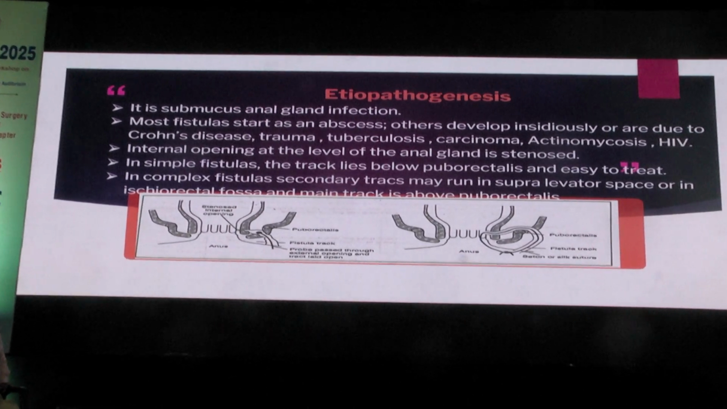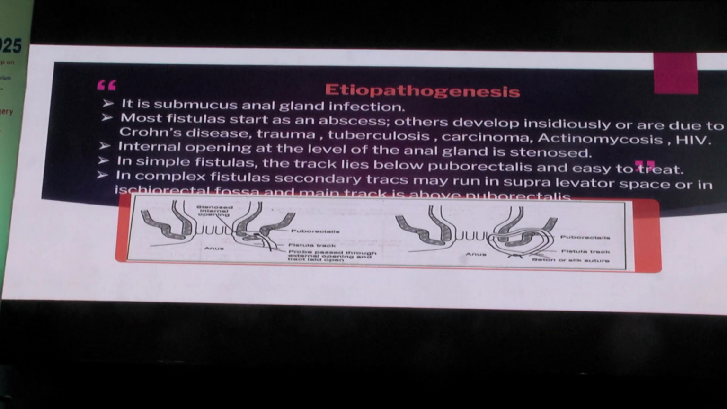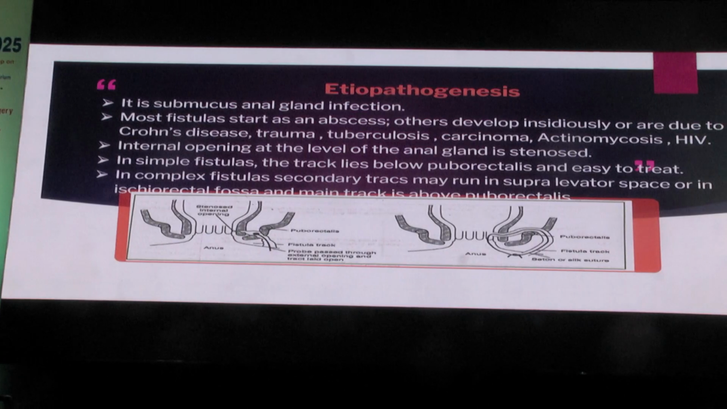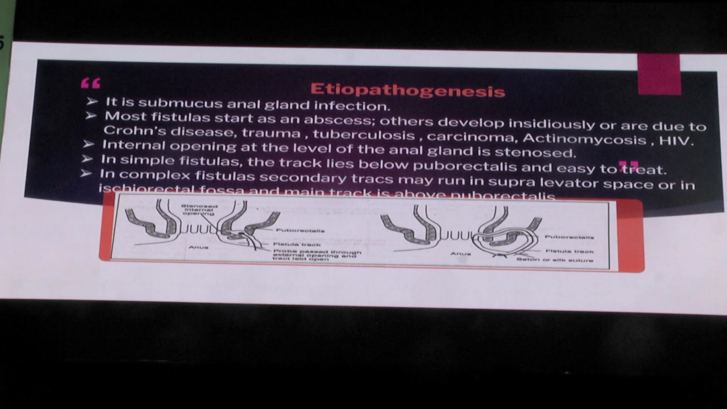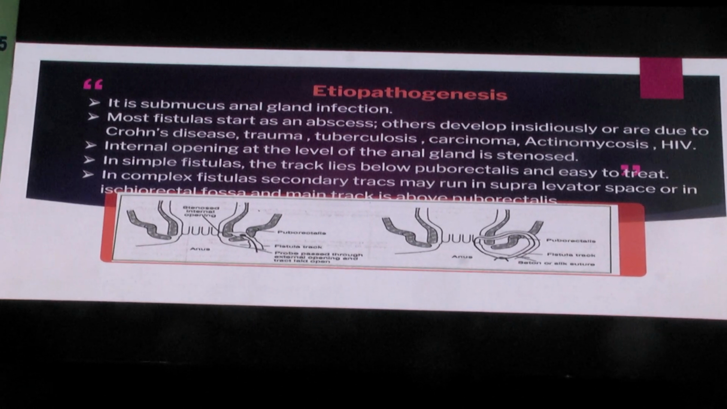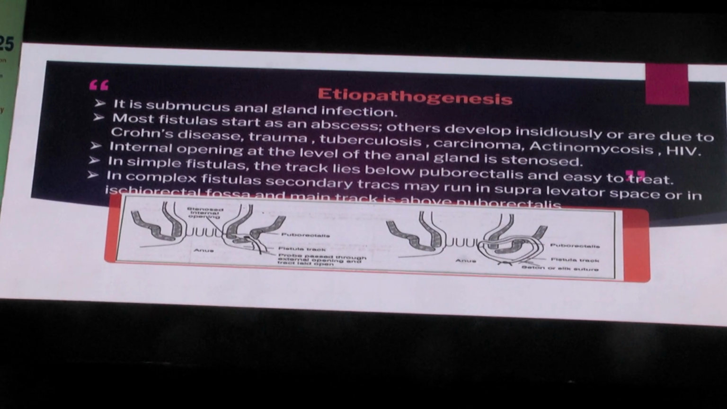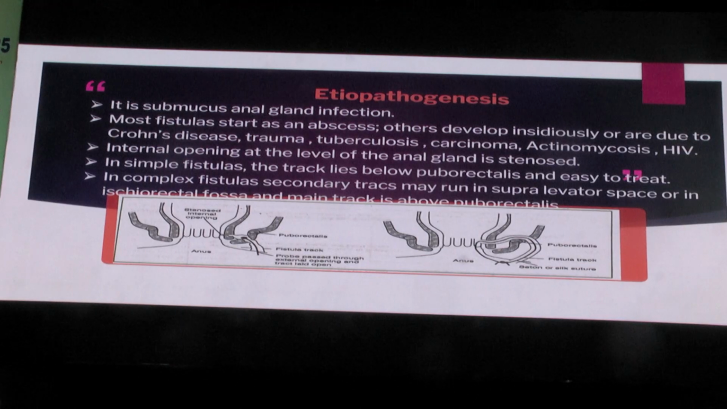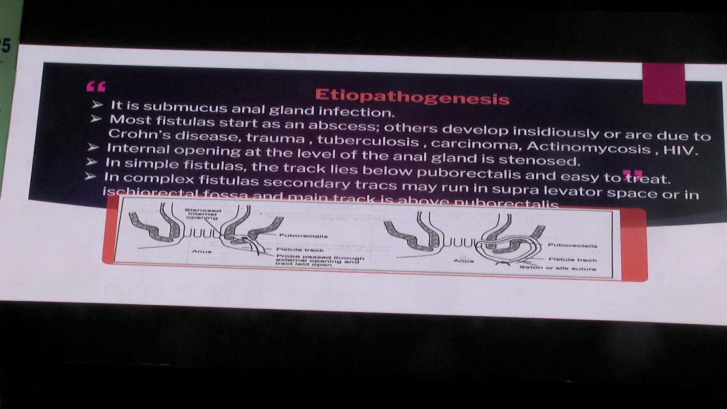In simple fistulas, the tract lies below the puborectalis and is easy to treat. In complex fistulas, the secondary tracts may run in the supralevator space or in the ischiorectal fossa, and the main tract is above the puborectalis. The first picture demonstrates a simple anal fistula, and the second one demonstrates an extralevator space fistula.